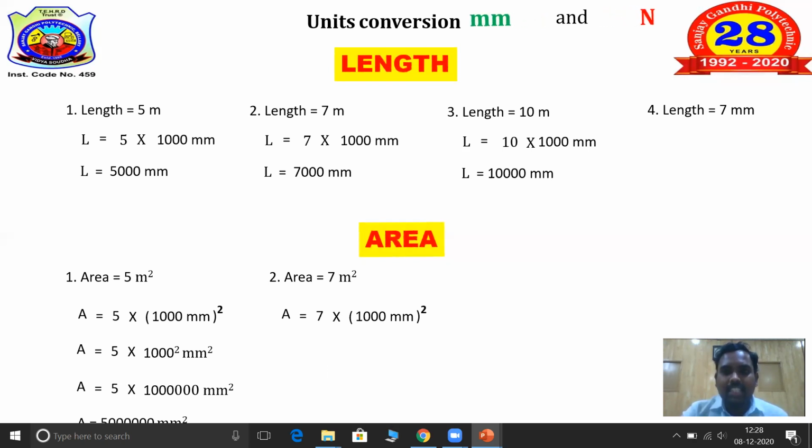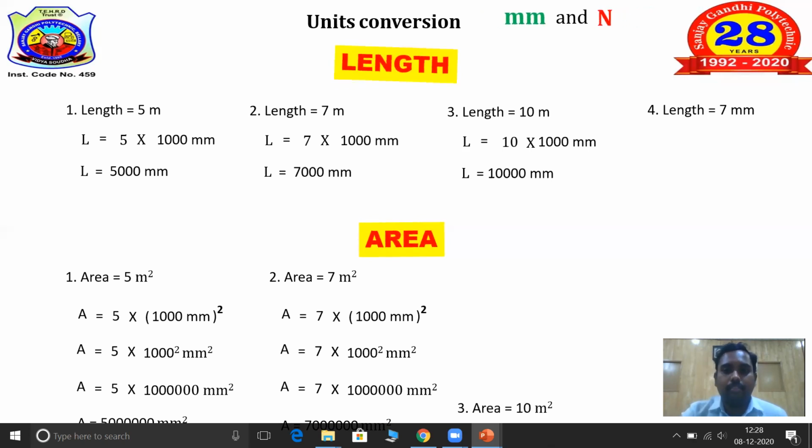After this step, I need to remove the brackets. If I remove the brackets, then the square applies to 1000 and also to mm. That is why it becomes A equals 7 into 1000 square mm square. On small simplification, I'll get the final answer. 7 into 1000 square. With the help of a calculator, you can calculate 1000 square. It becomes 1,000,000 mm square. And the final answer will be A equals 7,000,000 mm square.